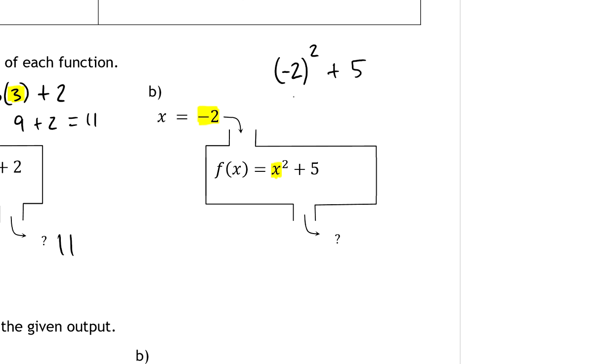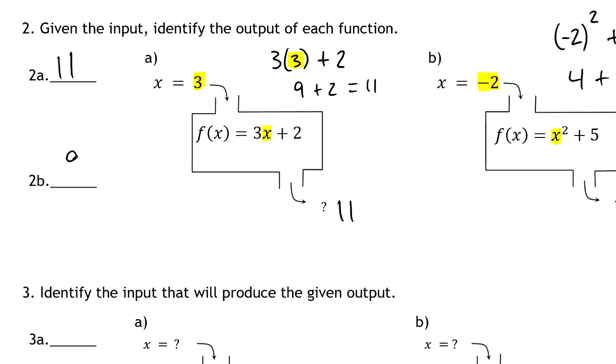Negative 2 squared, right, is negative 2 times negative 2, which is positive 4. And then when I add 5 to that, I do get the number 9. So this one has a correct answer of 9.